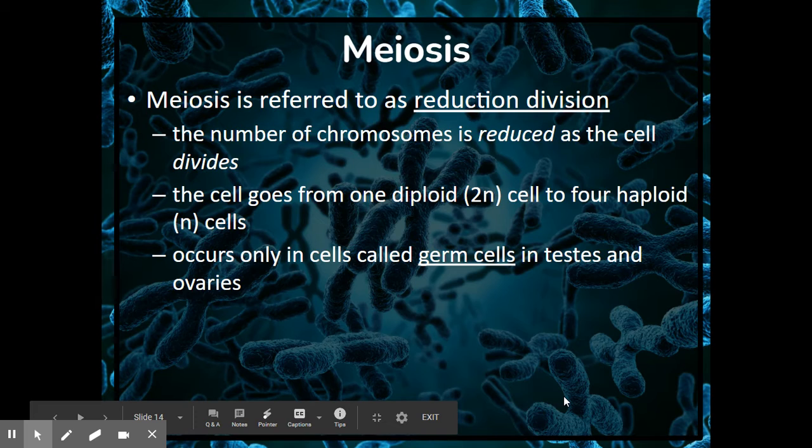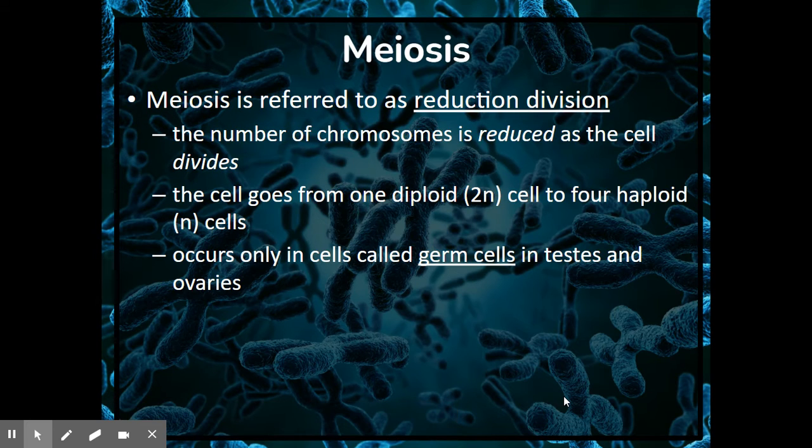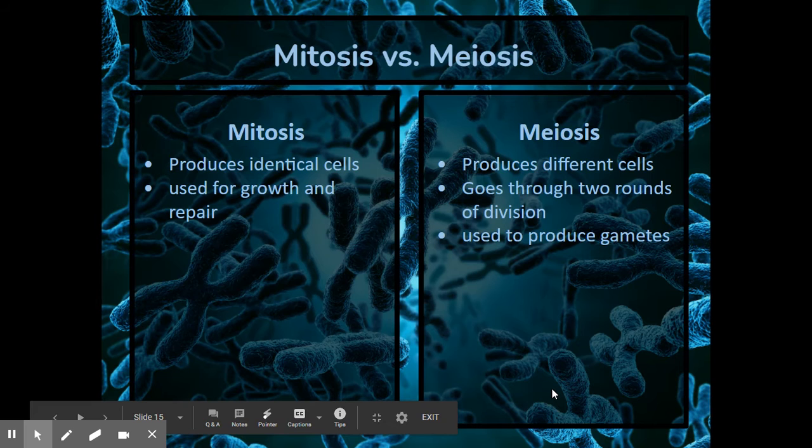So meiosis is referred to as a reduction division. The number of chromosomes is reduced as the cell divides. The cell goes from one diploid, 2N, which is 46, cell to 4 haploid N cells, and occurs only in cells called germ cells in testes and ovaries, or gametes, as we talked about yesterday, or Tuesday.